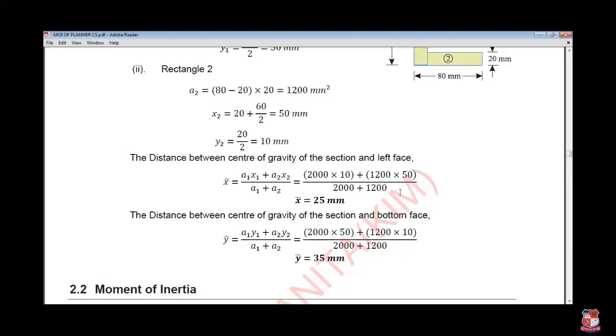For finding the moment of inertia, you must first of all know its centroid. So in this way we can calculate our centroid.